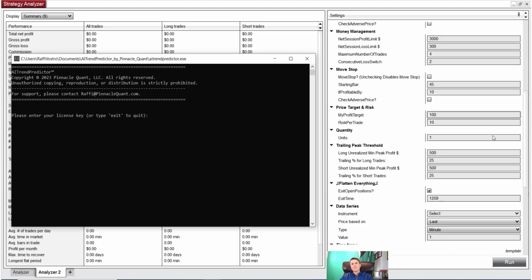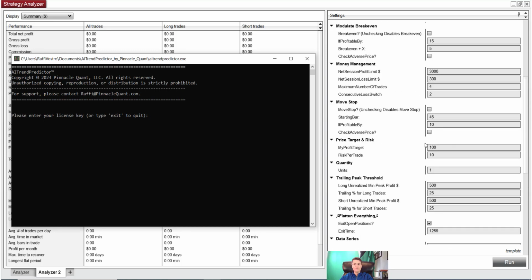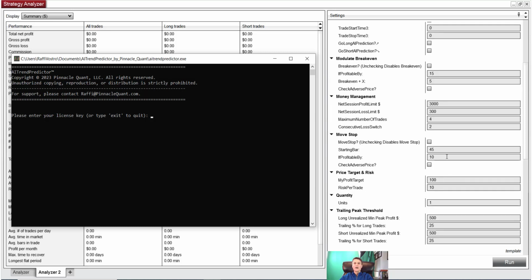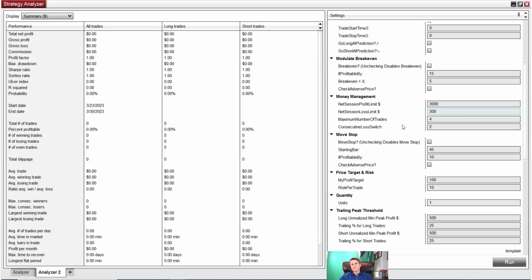And then you have your typical stuff as far as trade management: your price target, your risk, the number of quantities that you want to trade. And then, of course, I've got money management. You can't have a trade management system without money management. So you can have your money management system where you have the net session profit limit, the net session loss limit, and maximum number of trades.